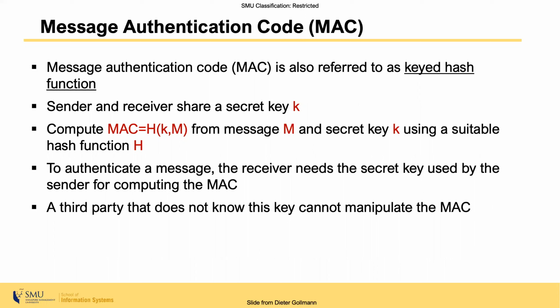So MAC is computed in this way. Take a suitable hash function, and to the hash function, you pass in the key K and of course the message M, and the resulting value is called MAC. So in short, MAC is computed from message M and a secret key using a suitable hash function H.